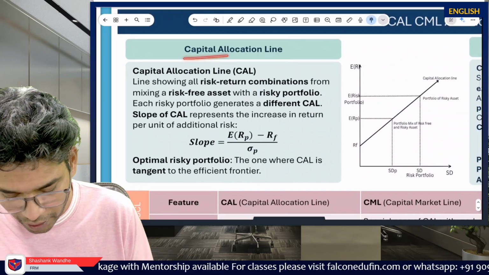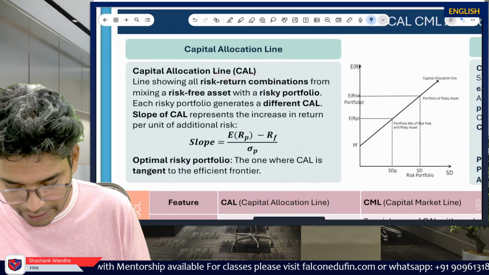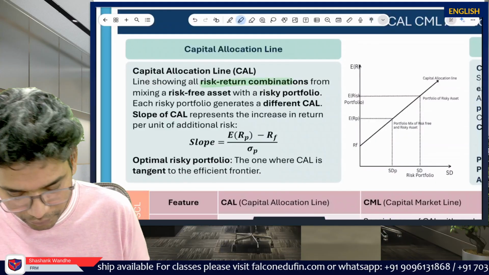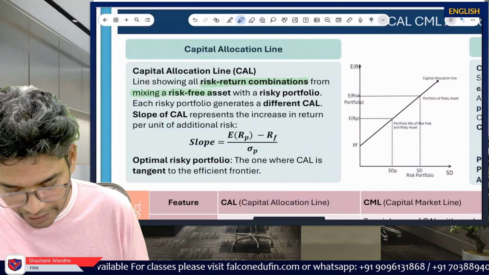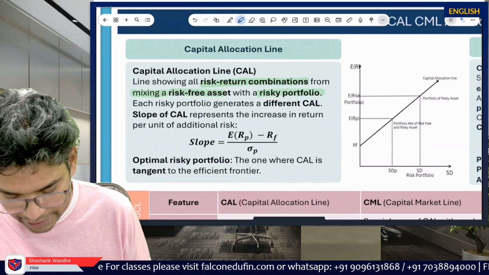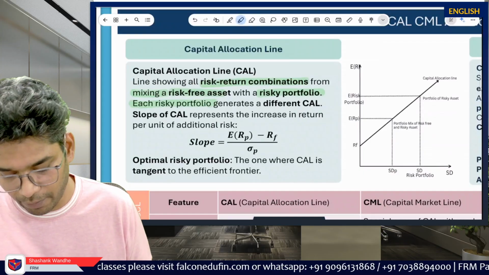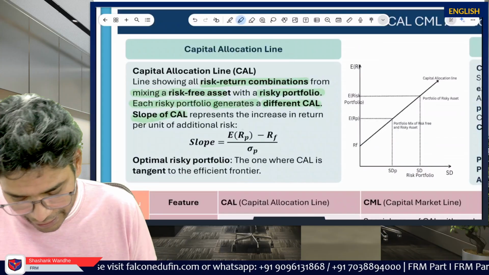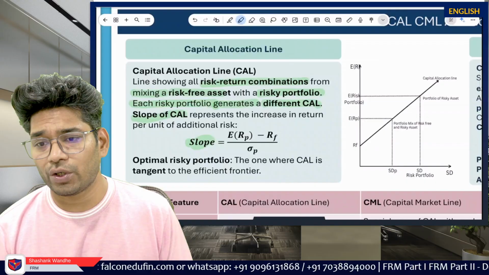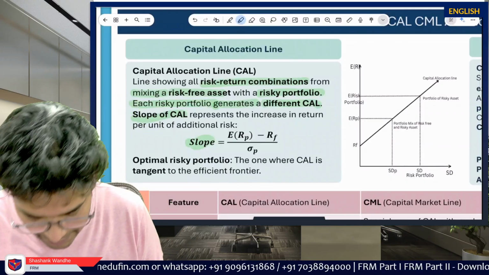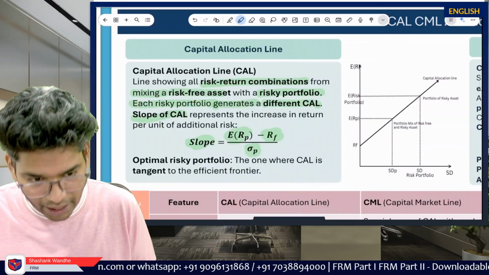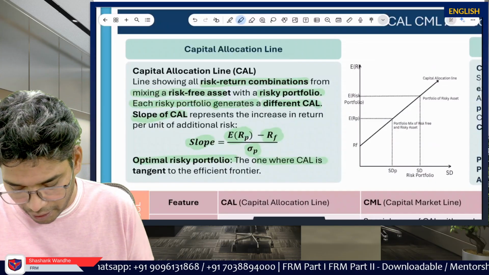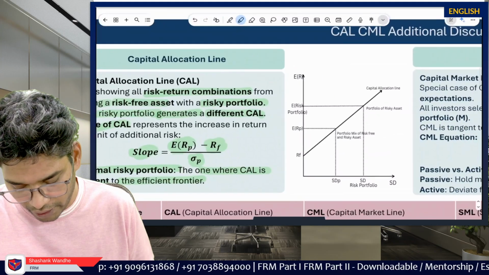Then we have the capital allocation line. The capital allocation line is the line which shows all the risk-return combinations from mixing the risk-free asset with the risky portfolio. Each risky portfolio generates a different capital allocation line slope. And the slope of the capital allocation line is equal to ERP minus RF divided by sigma P. Optimal risky portfolio is the one where the capital allocation line is tangent to the efficient frontier.